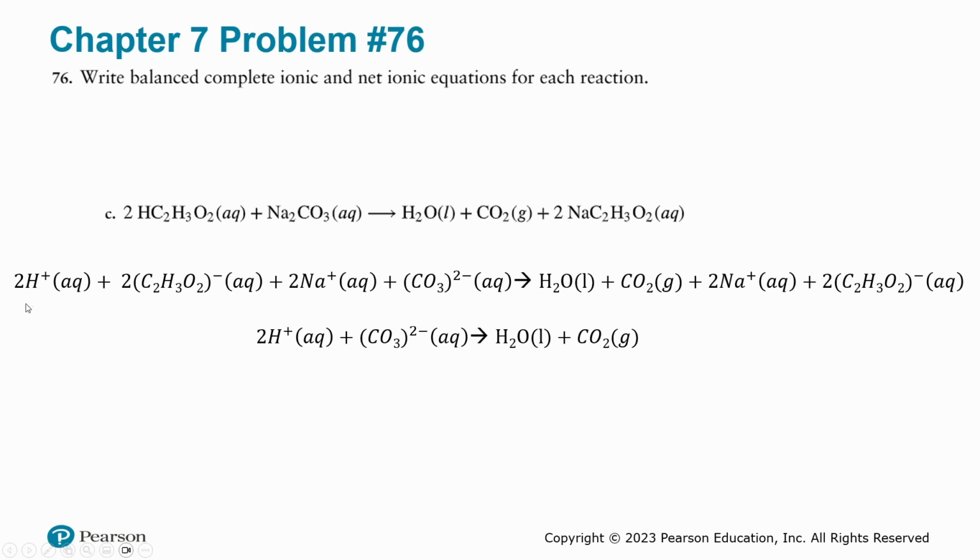We have 2 hydrogens because we have 2 molecules of this acetic acid. Again, 2 sodiums because we have 2 sodiums up here. And we're just making sure that everything balances out. We want to make sure that the number of atoms I start with are still equal to the number of atoms I end with. We still have to do the balancing. But in this case, the equations were balanced for us, and we just have to ionize everything appropriately.